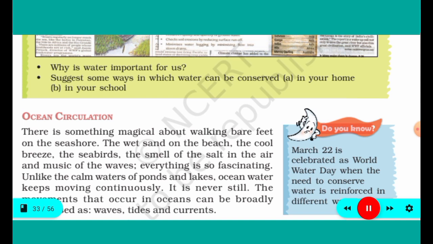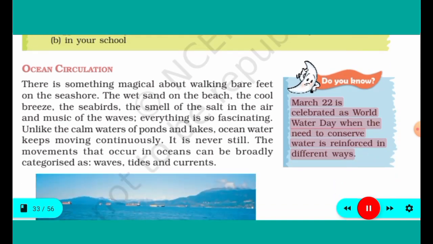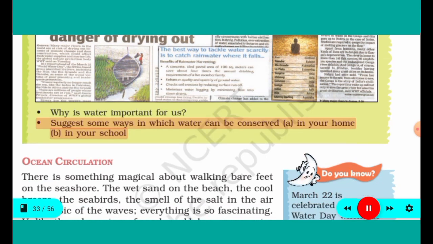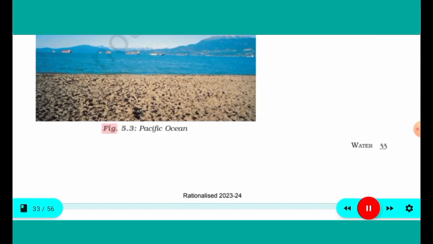Do you know? March 22 is celebrated as World Water Day, when the need to conserve water is reinforced in different ways. Why is water important for us? Suggest some ways in which water can be conserved. A. In your home. B. In your school. Fig. 5.3. Pacific Ocean.